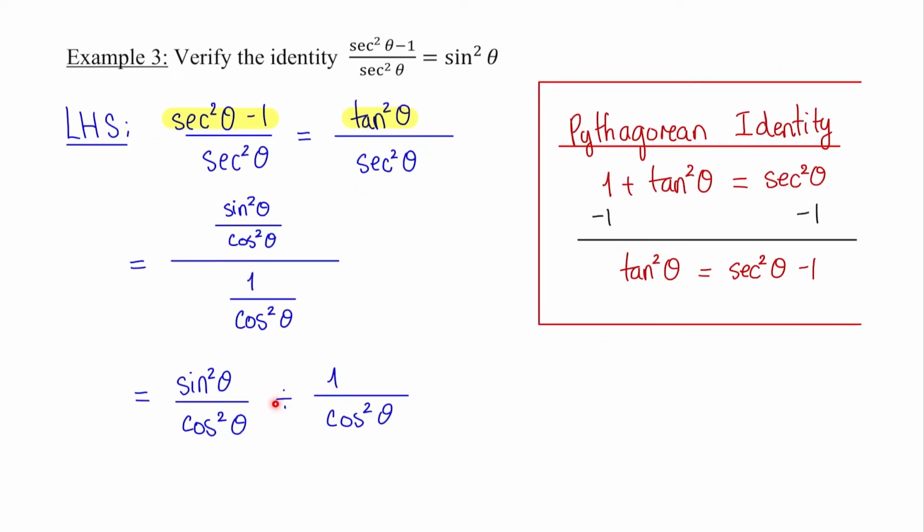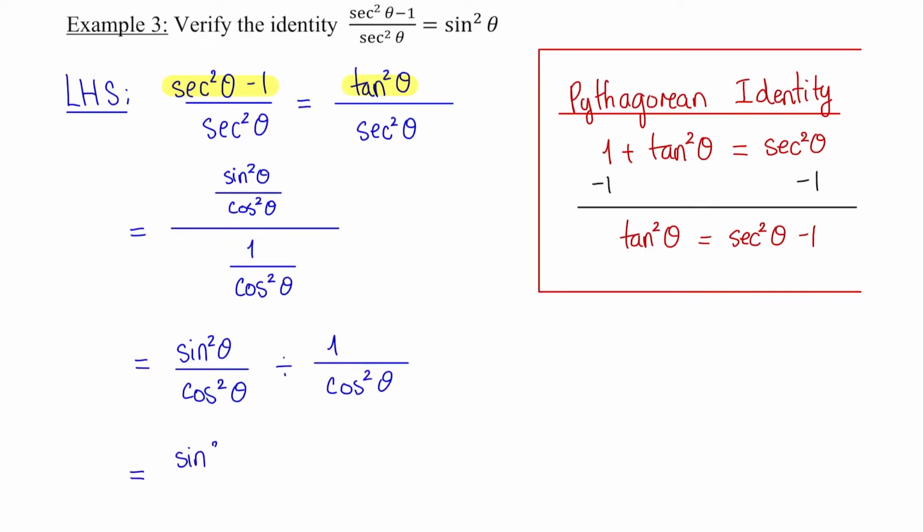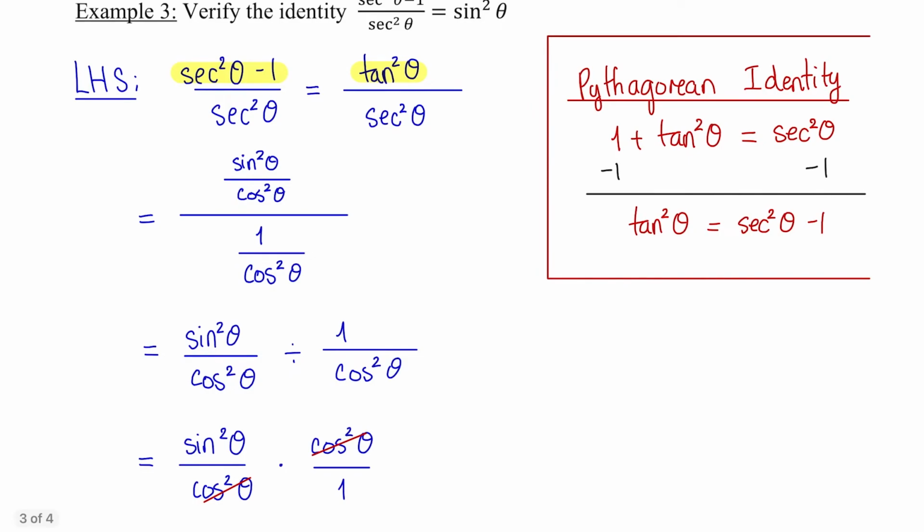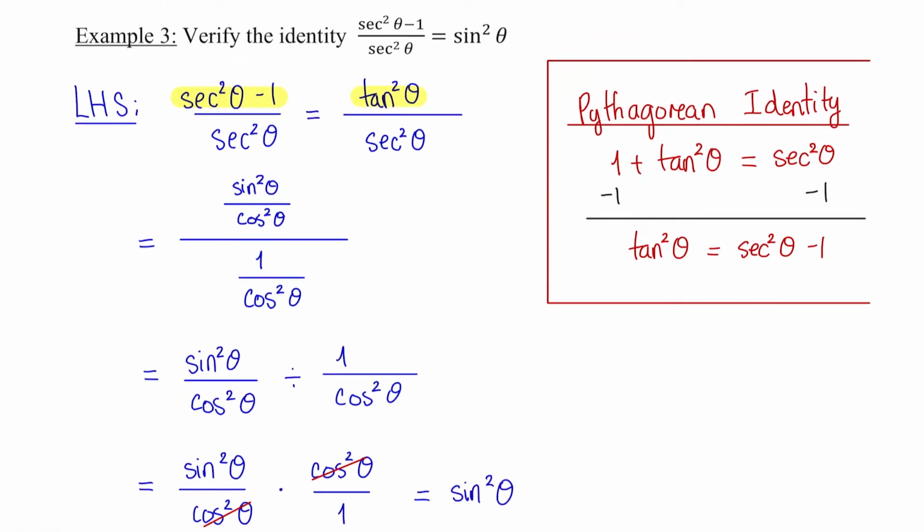In order to divide two fractions, I'll take the first fraction multiplied by the reciprocal of the second fraction. And from here, cosine squared theta is canceling each other out, and I end up with sine squared theta over 1, which is sine squared theta. And I have verified this identity by showing my audience that I started with the left-hand side and I rewrote it, and it ended up to be equal to my right-hand side.